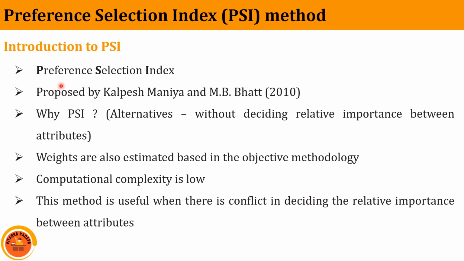And the most important thing is, whenever there exists a conflict between the deciding parameters, for example in the alternatives, this particular method tries to give a proper justification to estimate the relative importance between the attributes.